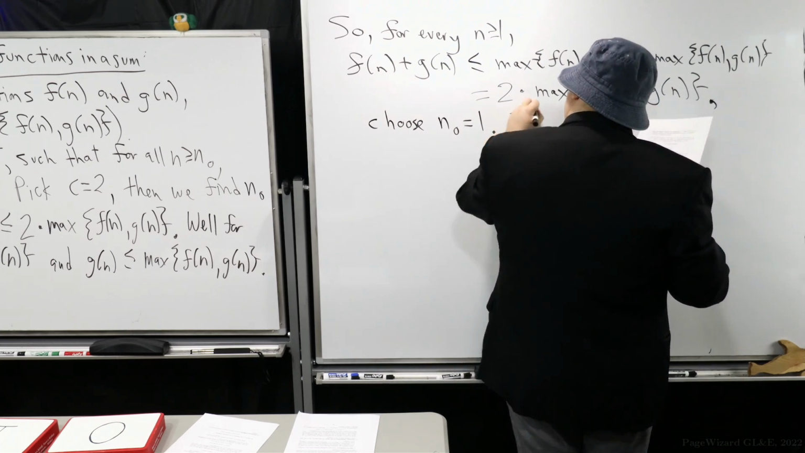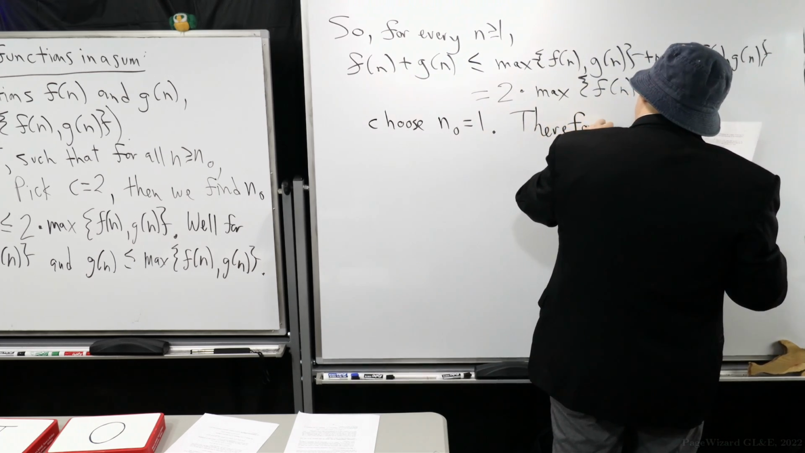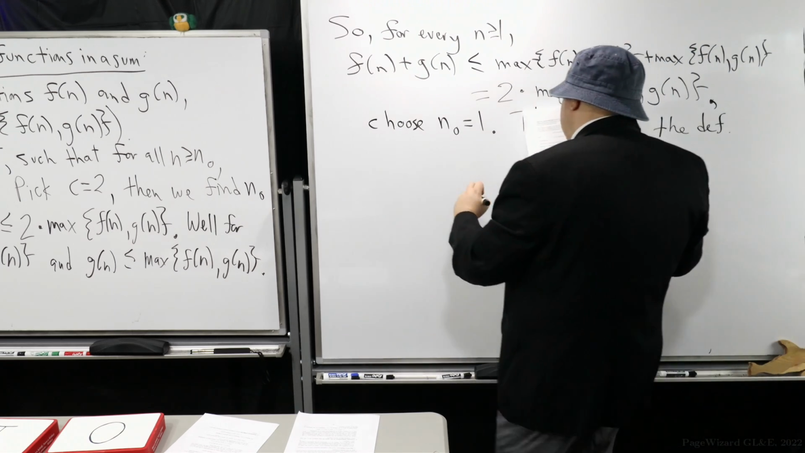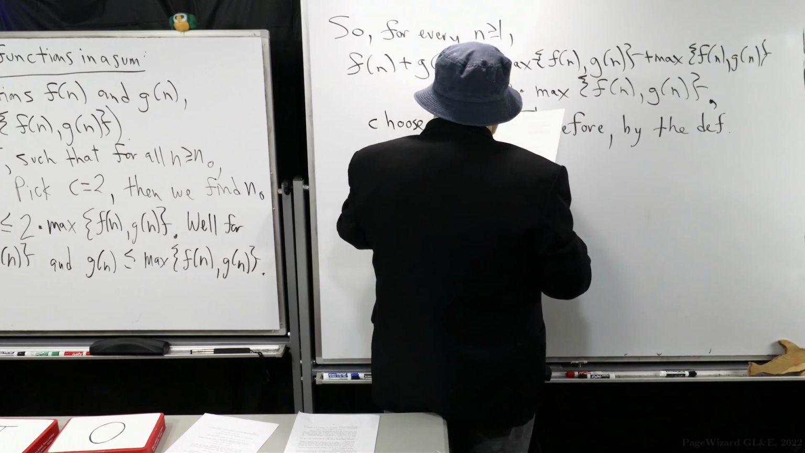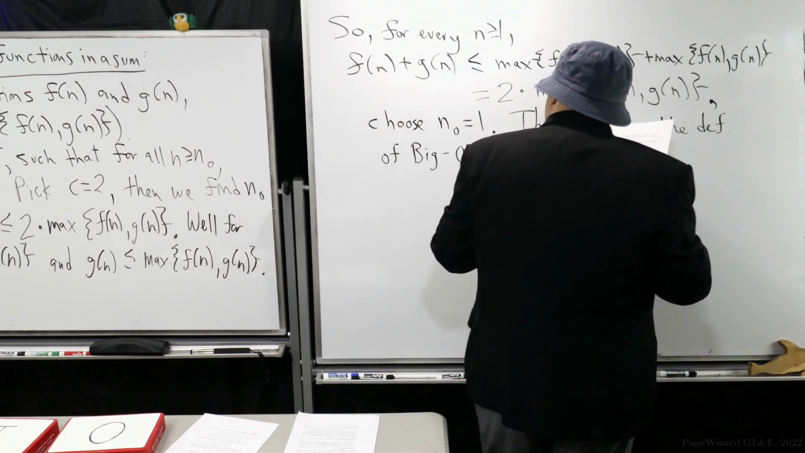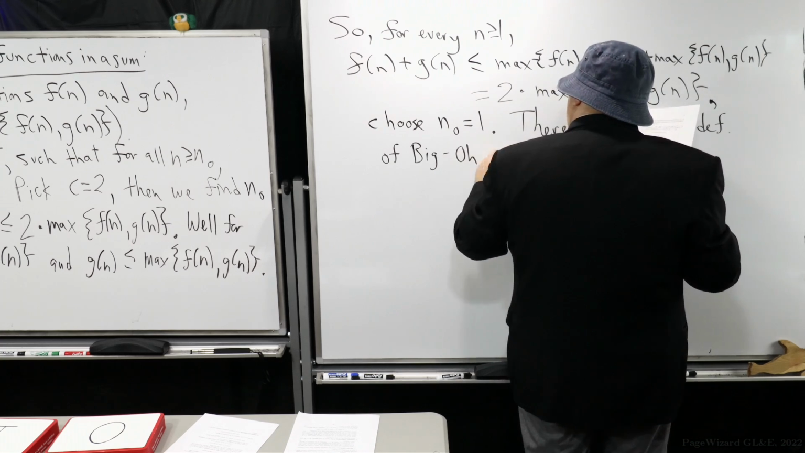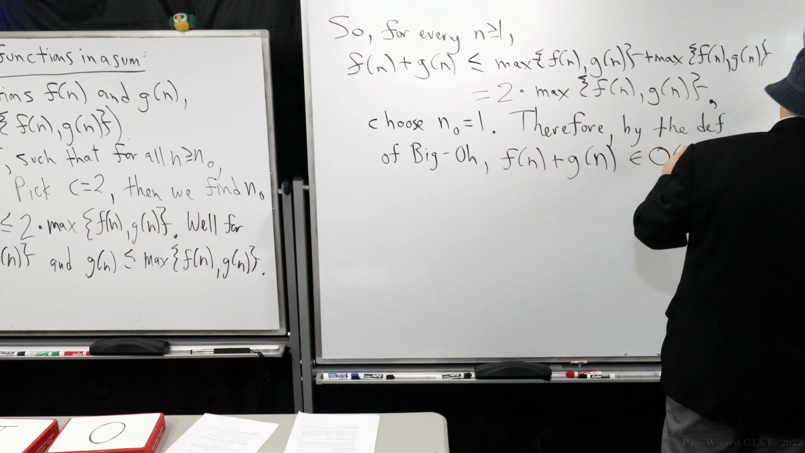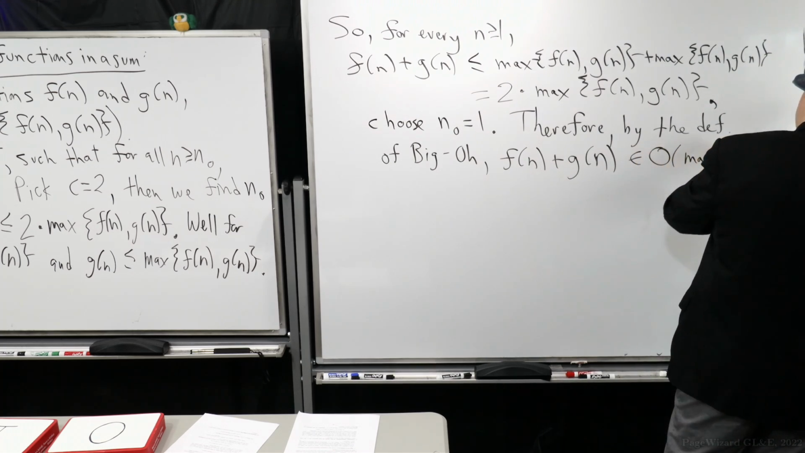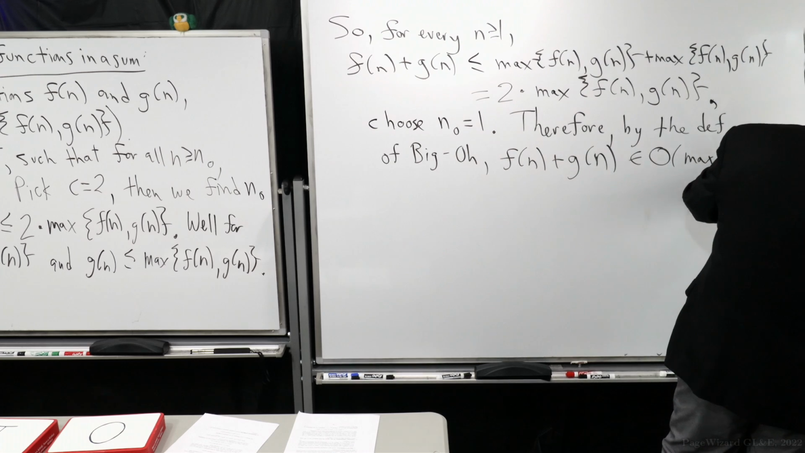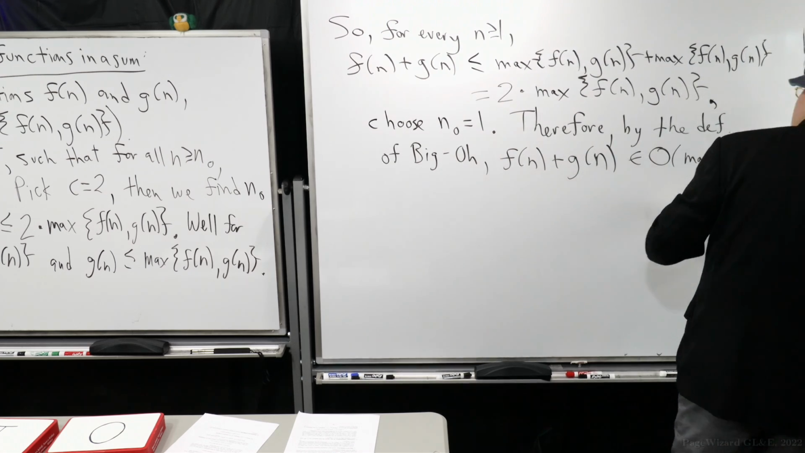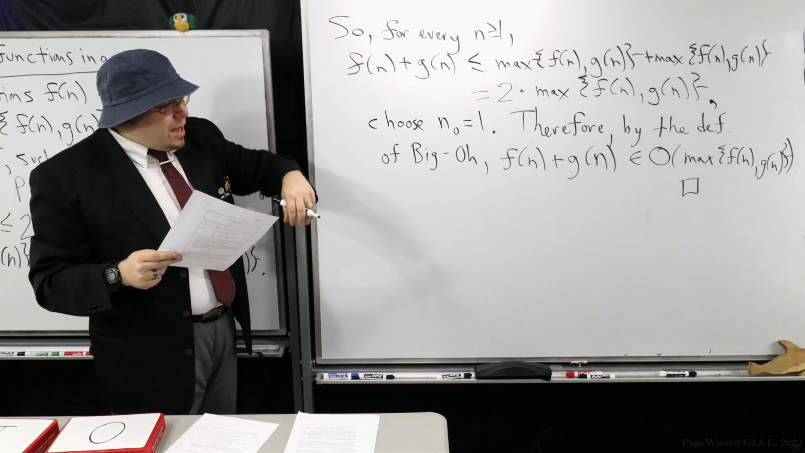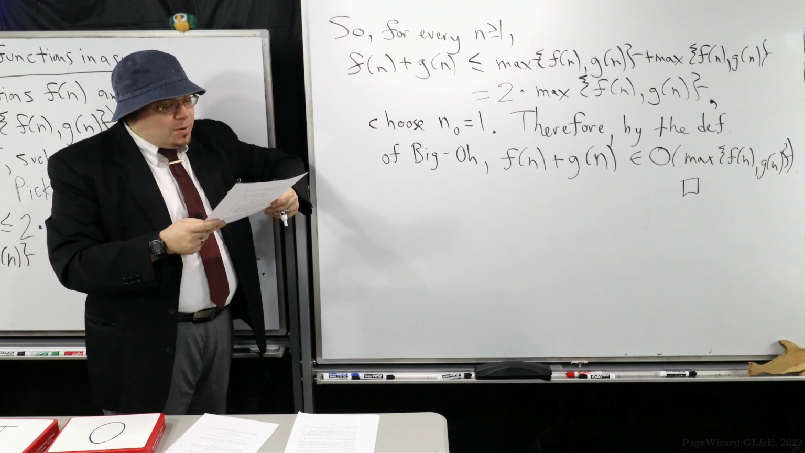So now I'm just going to conclude our proof by invoking the definition of big O, and then we're done. Therefore, by the definition of big O, it has to be that f plus g is big O of the max of the 2. And we're done. I'm going to put an end of proof mark right there, and we're good to go. But yeah, no, so this is how you can prove this claim. This is one way to do it.